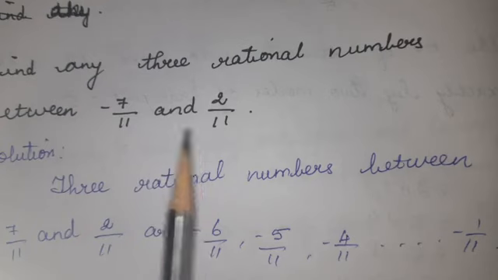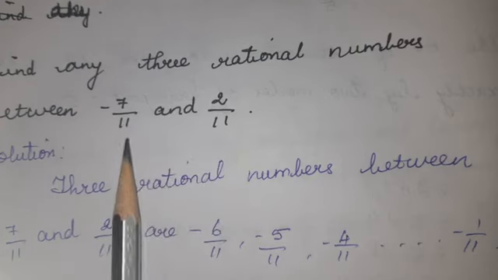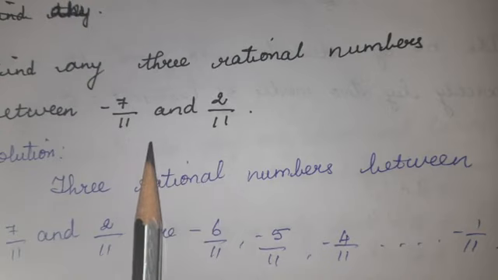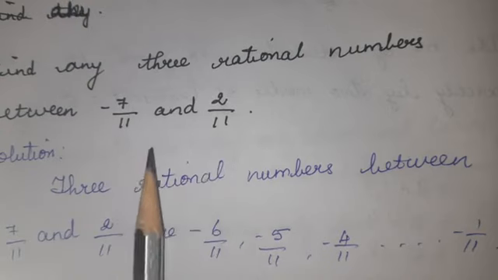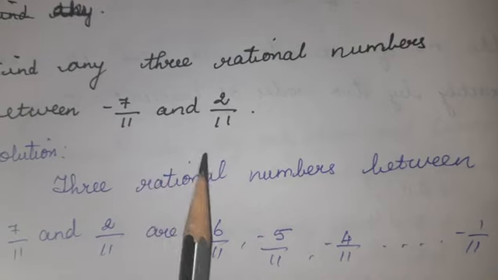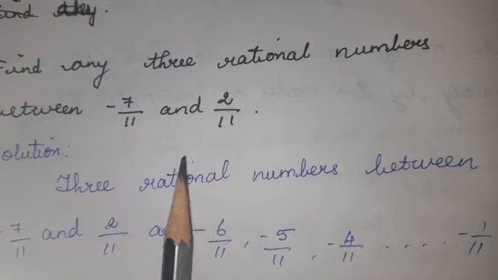Here you see that the denominator is the same, so easily we can find. If the denominator is not the same, we should take the LCM, then make the denominators the same. After that only, we should find the three rational numbers. Here the denominator is the same, so directly we can find the rational numbers between.